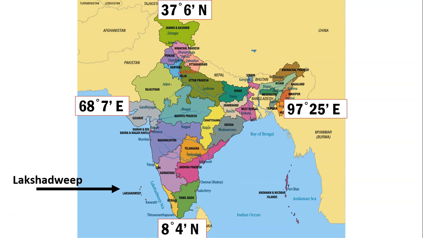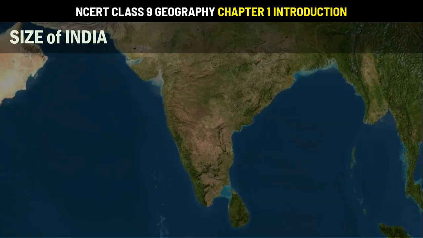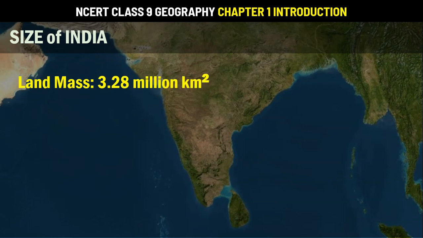So to the southwest of India lie the Lakshadweep Islands, and to the southeast of India lie the Andaman and Nicobar Islands in the Bay of Bengal. Now let us discuss the size of India. So India has a landmass of 3.28 million kilometers square. The landmass basically means the area of the land. And this 3.28 million kilometers square accounts for 2.4% of the total world geographical area.